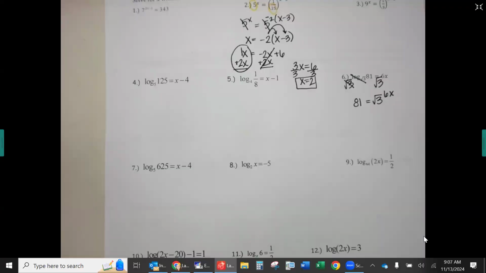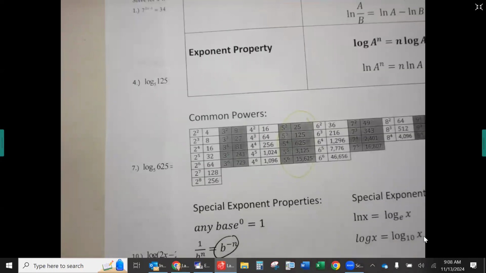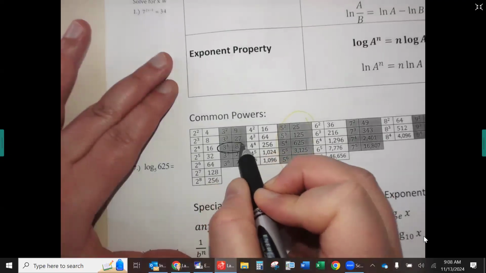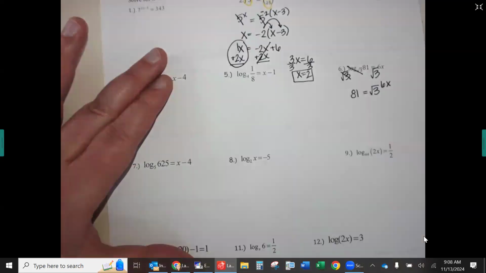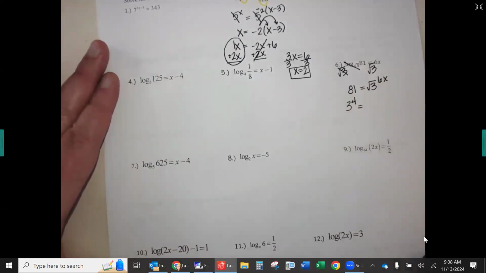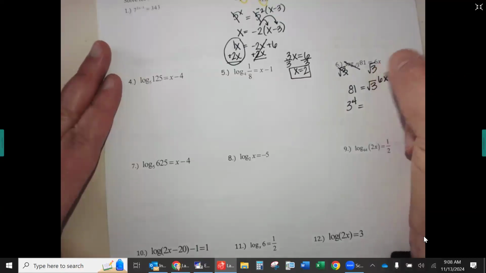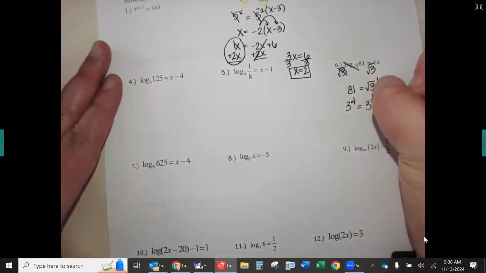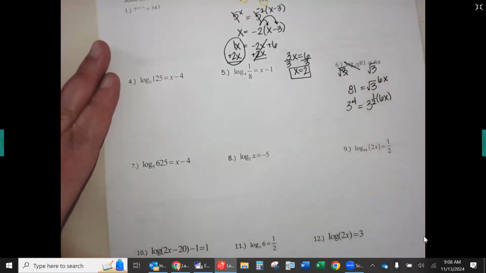Okay, then from there, we would have to take our 81 and turn it into a 3. So look on your chart. We're looking for 81 in the 3's chart. What is 81 as a base 3? 3 to the 4. Very good, right here. 81 is 3 to the 4. And then on the other side, I noticed that it's not actually a 3. It's a square root 3. What is a square root the same as an exponent? Do you remember? It's a 1/2. Very good. So we're going to take our square root here and we're going to change it to a 1/2. Keep your 6x in parentheses.